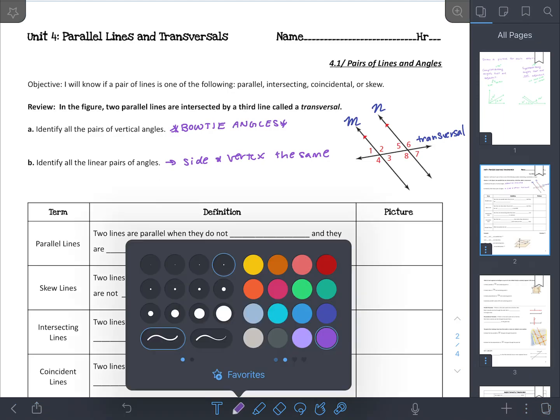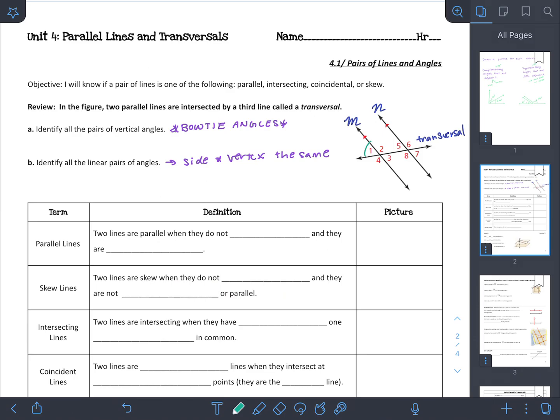So first off, the vertical angles are going to be a little bit faster than the linear pairs. Those vertical angles are the bow tie angles. They're always across from each other. So we could have angle 1 and angle 3, angle 2 and angle 4, angle 5 and angle 7, and angle 6 and angle 8. So those would be all of the vertical angles.